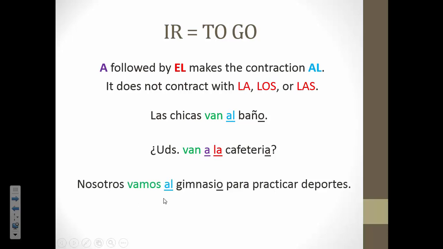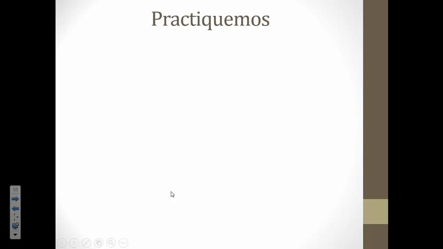Let's look at one more. Nosotros vamos al gimnasio para practicar deportes. We go to the gym in order to practice sports. Again, we have gimnasio, which is masculine, which would be el gimnasio. So a plus el is al.